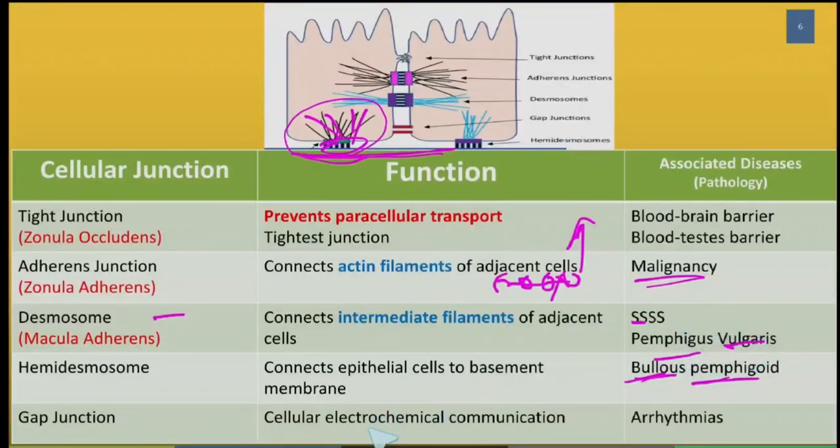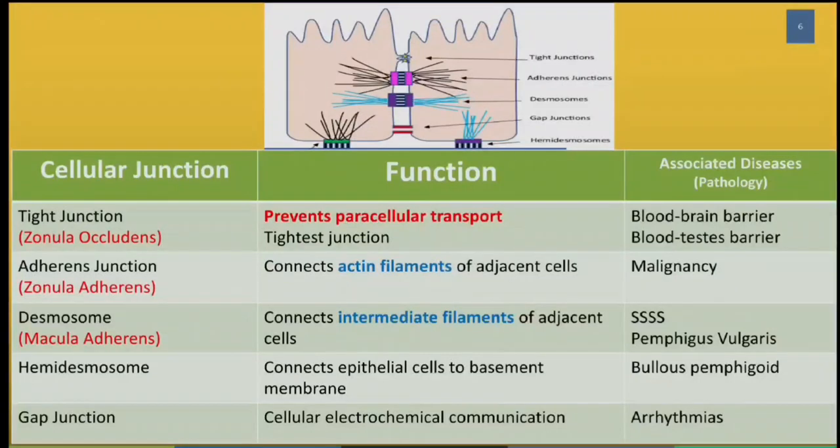Gap junctions are important for electrochemical communication. They are present in our heart. So any pathologies related to gap junction will result in arrhythmias. That's all for cellular junctions.